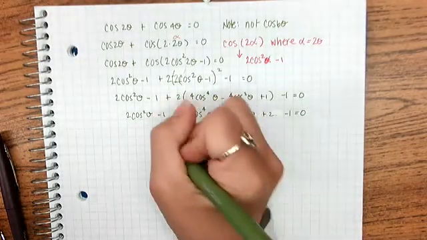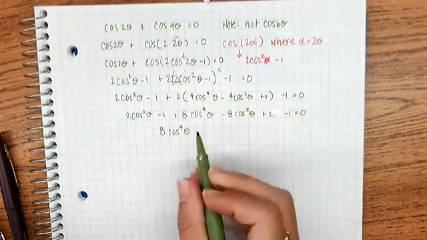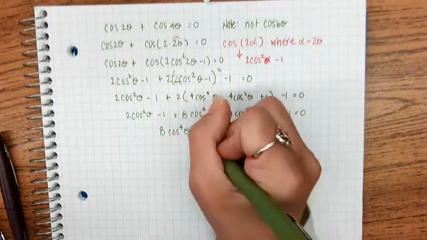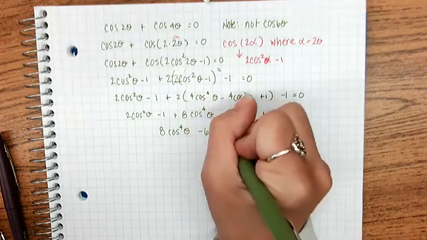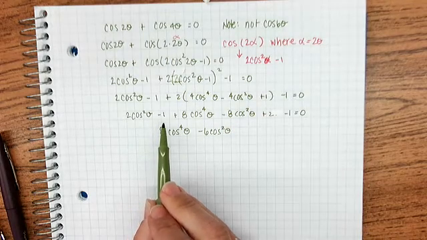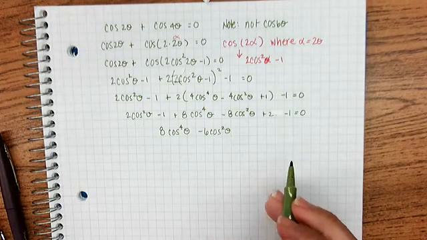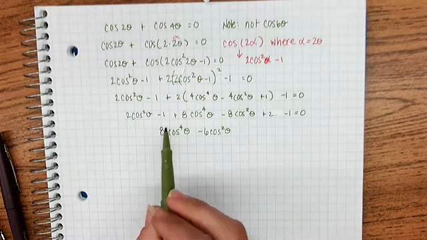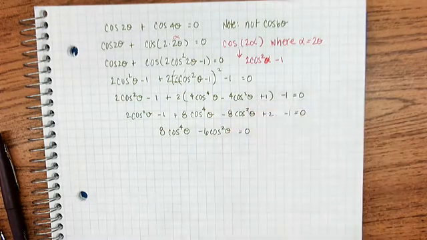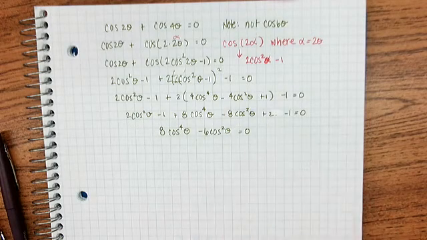So this is going to be 8 cosine to the 4th alpha minus 6 cosine squared alpha. And this is going to be negative 1 plus 2 minus 1. Negative 1 plus 2 is 1, minus 1 is 0. The easiest part of the whole problem, negative 1 plus 2 minus 1, and I can't seem to get that right.